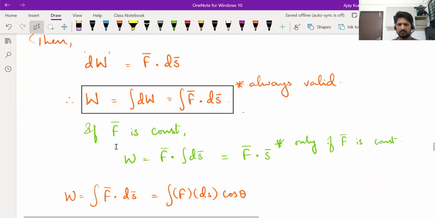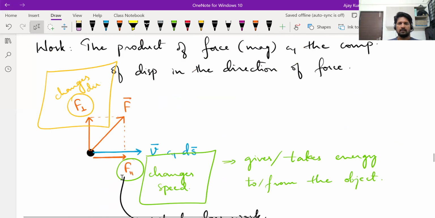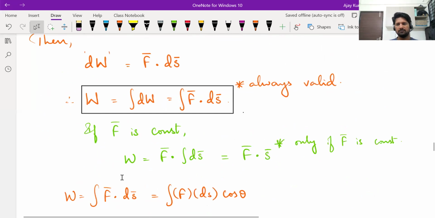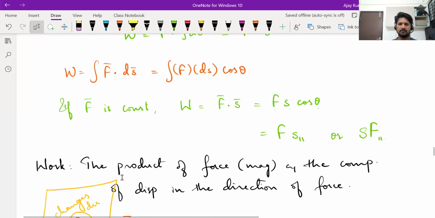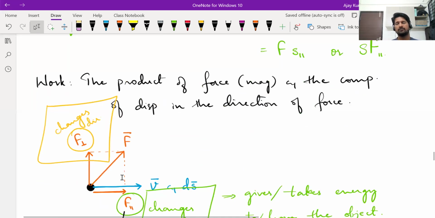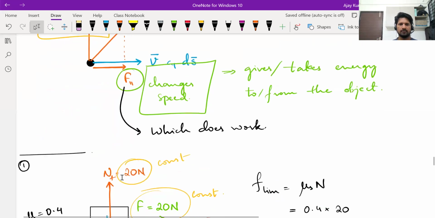For now, in this chapter, we are only going to consider objects which are sliding, translating, not rotating. So the entire object undergoes the same displacement as individual particles of the object. So for now, you don't have to bother about which point's displacement to take. You take the object's displacement. But from next chapter onwards, you will have to consider that also. So the general formula is integral F dot ds. If force is constant throughout the displacement, the formula changes to F dot s.